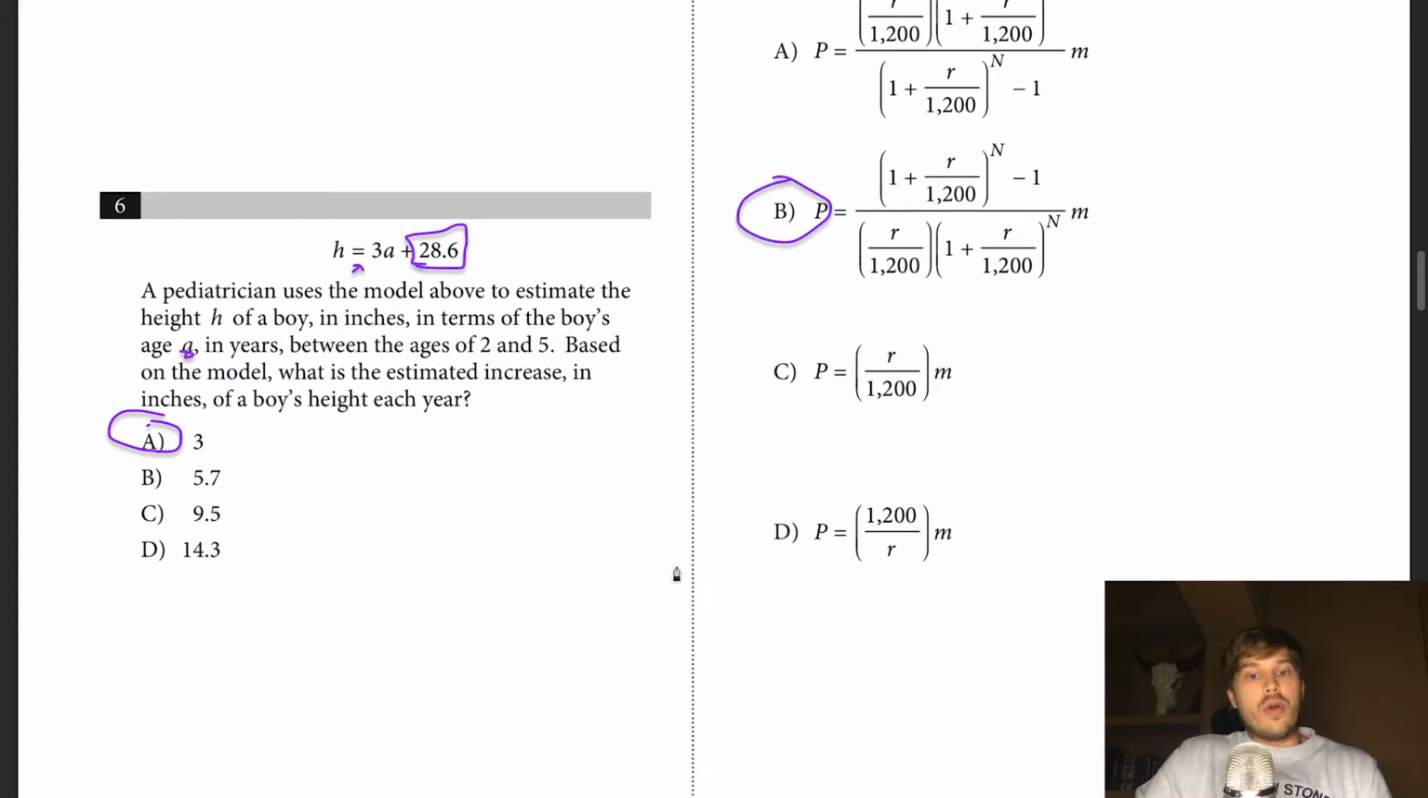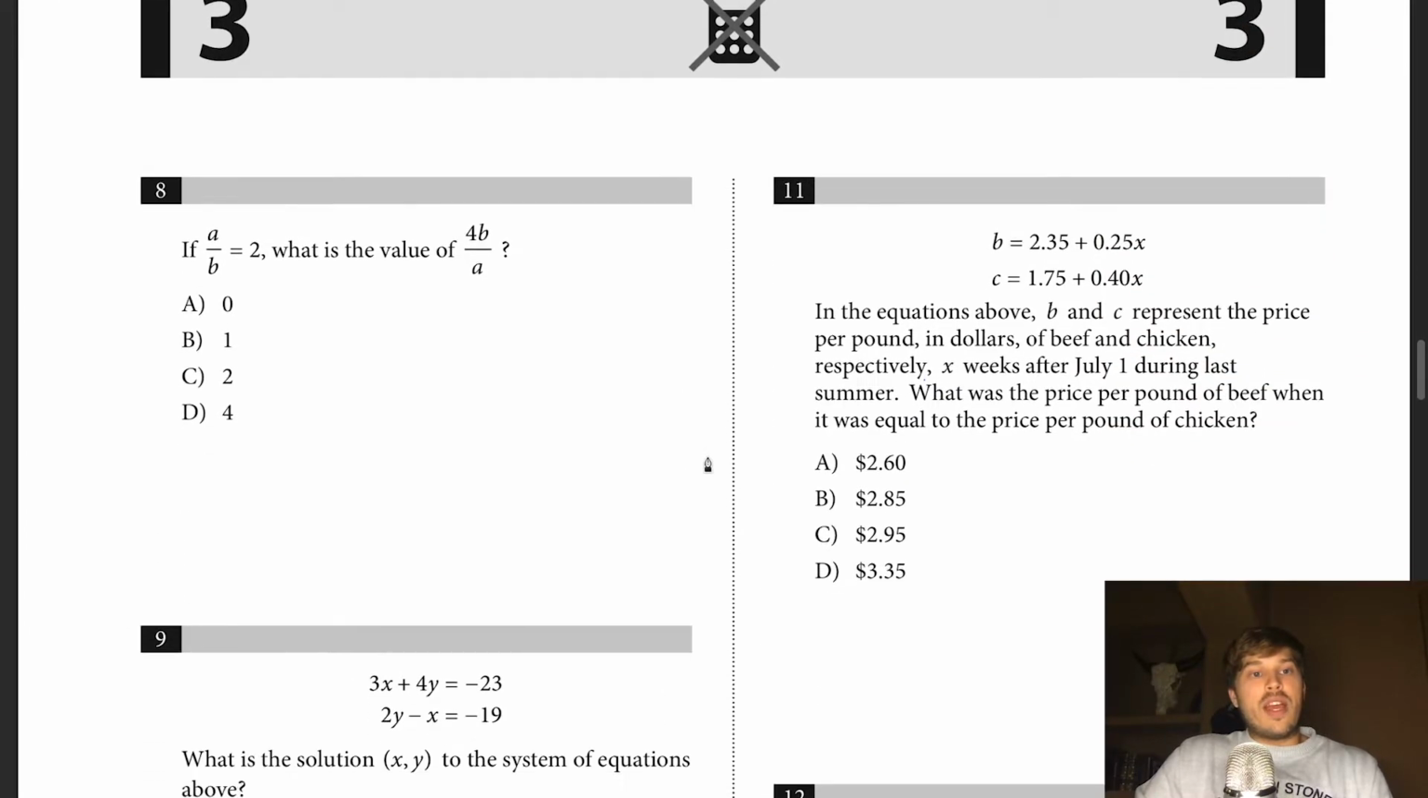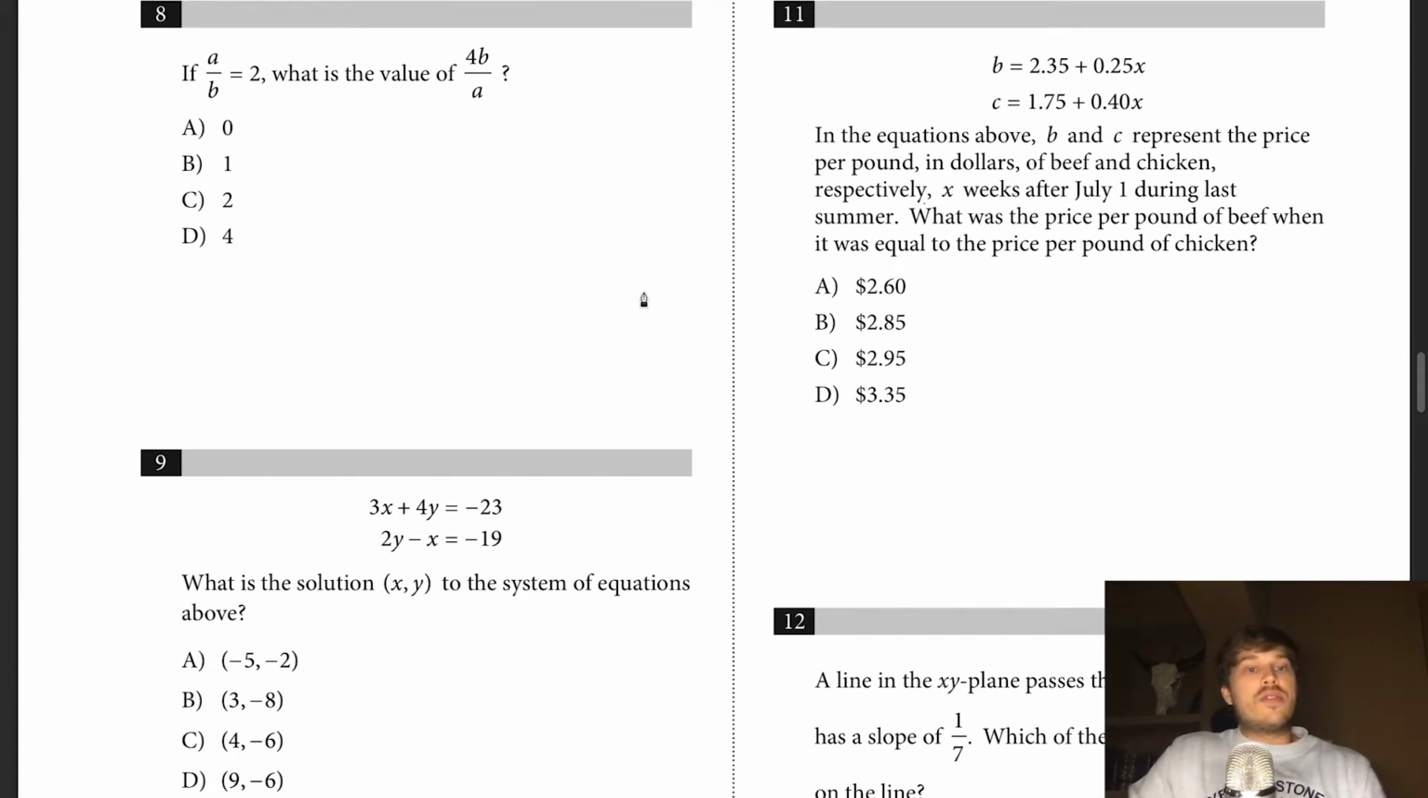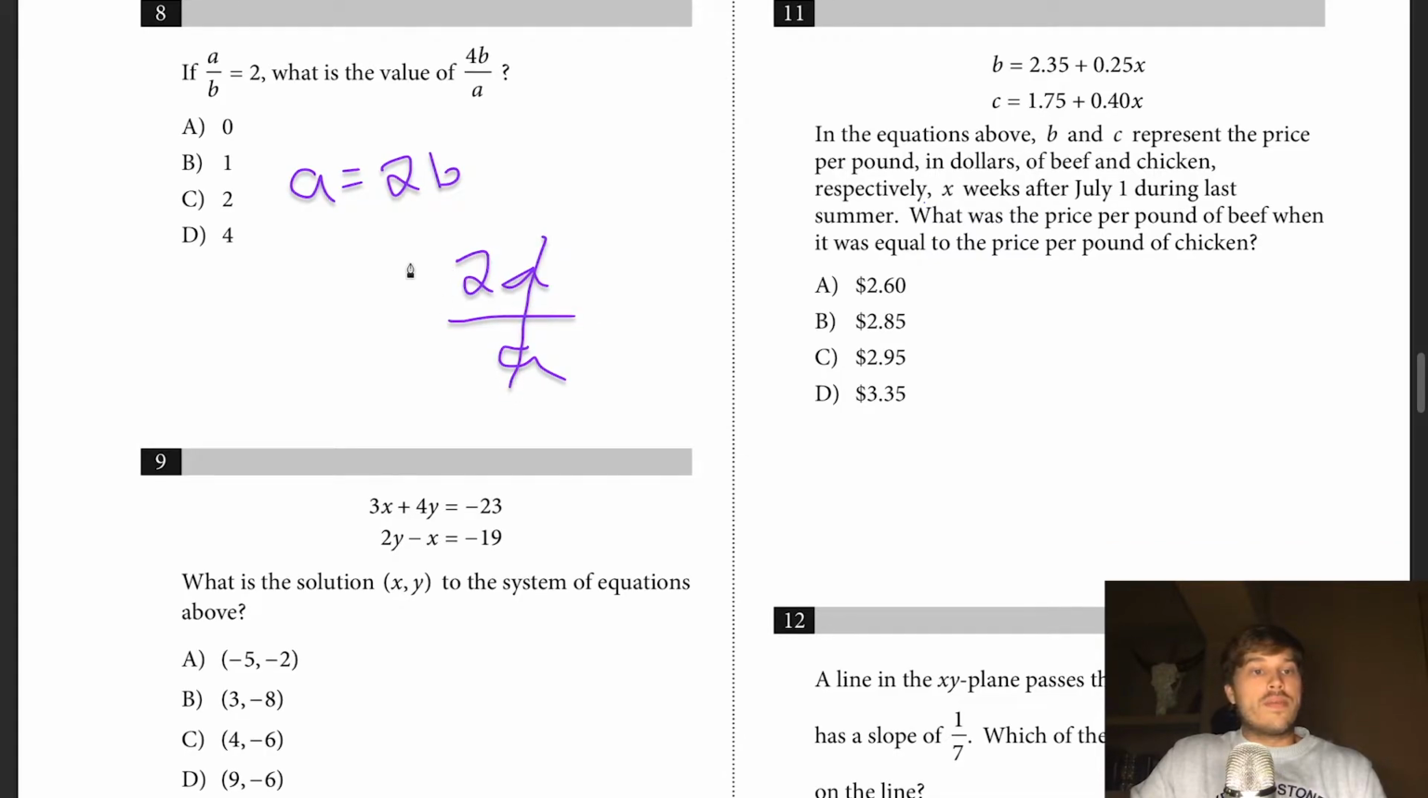Okay, we're going quite fast. Okay, number 8. If A over B equals 2, what's the value of 4B over A? Well, again, simple. Let's just solve for A. So in terms of B, A equals 2B when we multiply both sides by B. And what does that tell us? If we change our numerator to terms of A, then the A's cancel and we're simply left with 2. So our answer here is C.